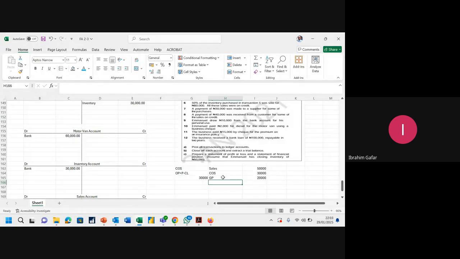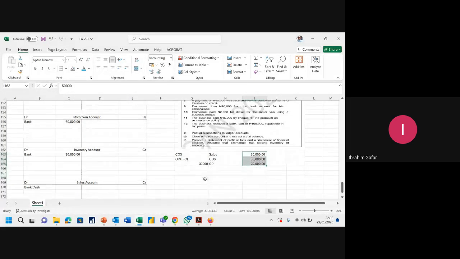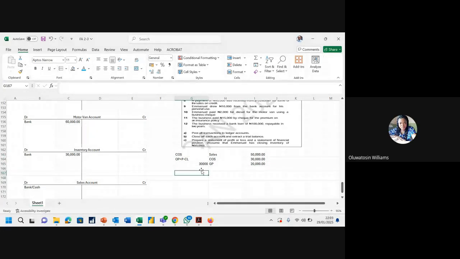Do you understand it? No. Okay. Initially, inventory was debited, right? Yes. Inventory was debited 30,000, bank was credited, right? Yes.